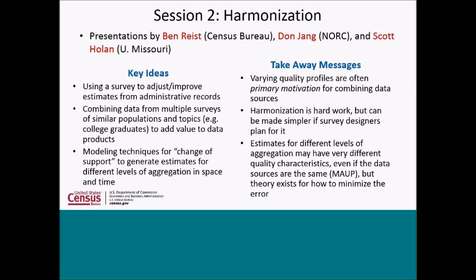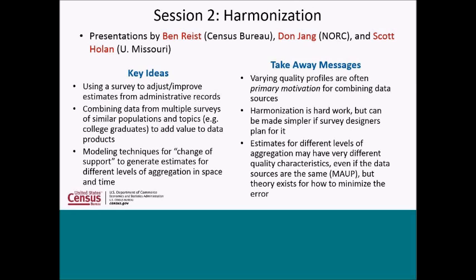From Don's talk, I understood that harmonization is very hard work, but it can be made simpler if survey designers plan for it in advance. So in the traditional survey world, you plan your survey to do the best job that it can. But one of the things Don advocated for is to plan a survey with the understanding that ultimately this survey is going to be combined with other surveys. And that changes your thinking on a range of topics.